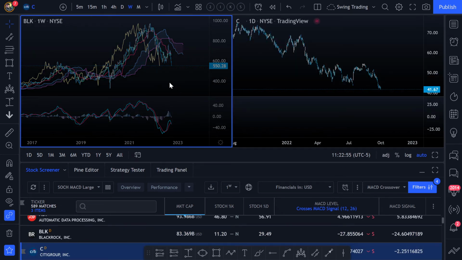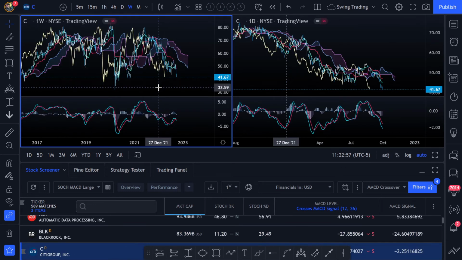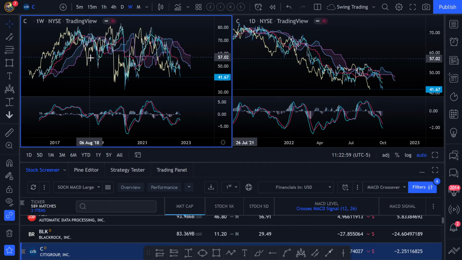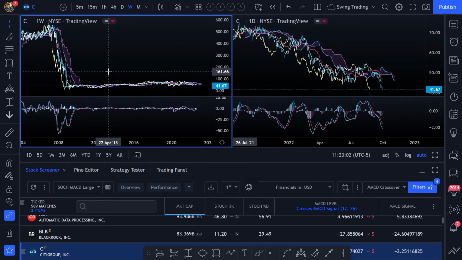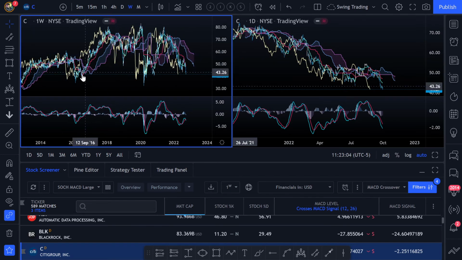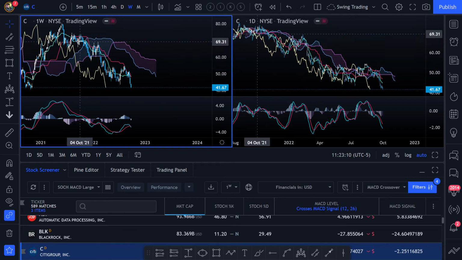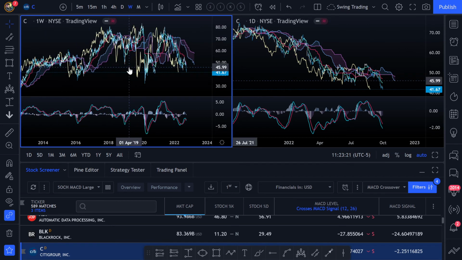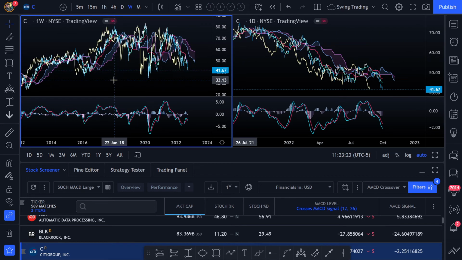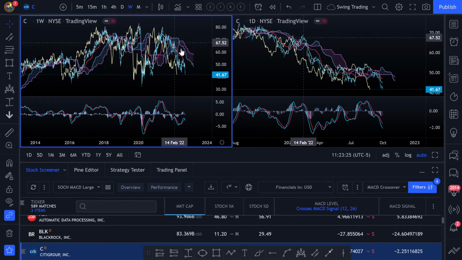Citigroup. Wow. Well, I need to zoom in. This one is bearish too in the short term. Yeah, it's bearish because we have also a bearish MACD crossover in the weekly time frame below the weekly Ichimoku cloud. So it's kind of noisy in the weekly.